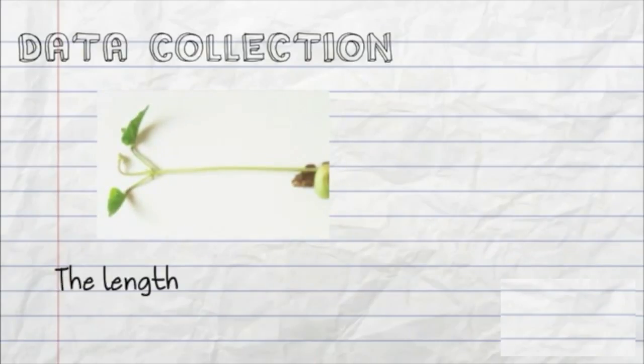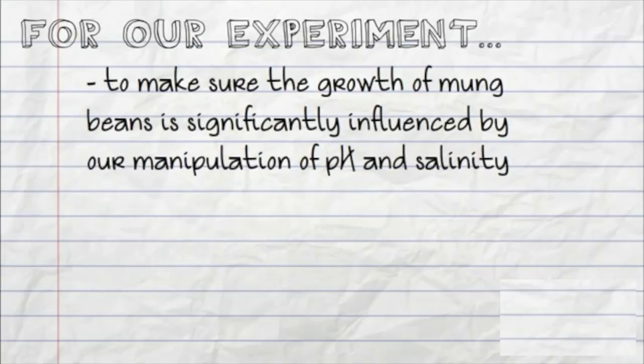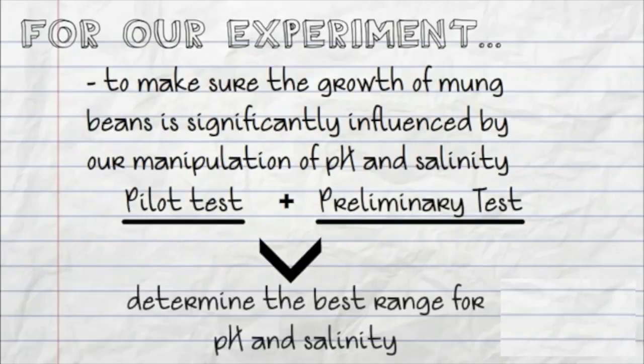For the data in our experiment, the average length of the stems of mung beans, measured by a metric ruler, was used as the indicator of growth of mung beans. As we want to make sure that the growth of mung beans is significantly influenced by our manipulation of pH and salinity, pilot tests or preliminary tests are carried out so that we can determine the suitable range of pH and salinity for observable and reliable results.